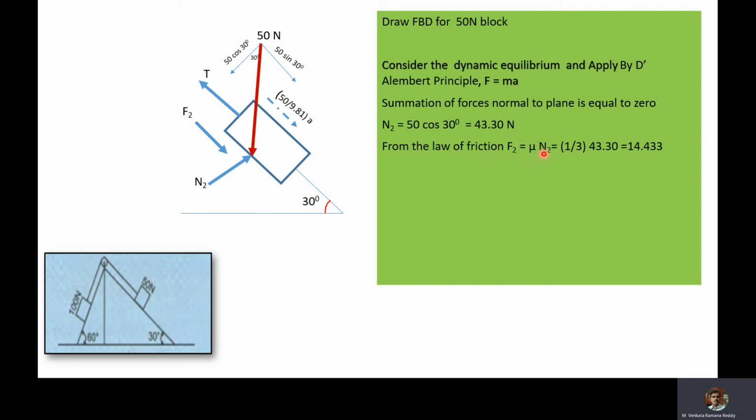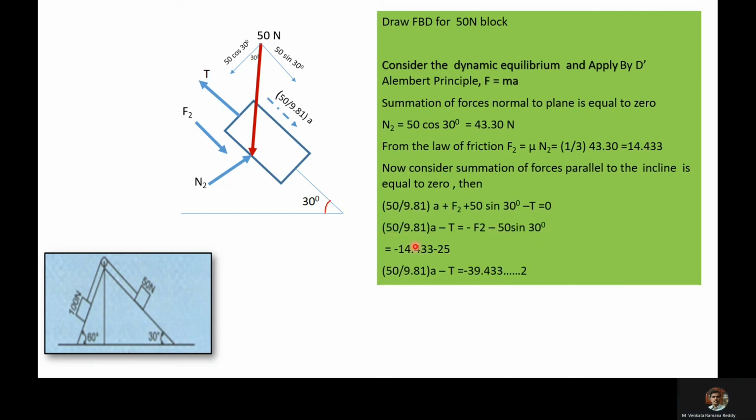Then F2 is equal to mu into N2, which is equal to 1 by 3 into 43.30, which is equal to 14.433. Then consider the summation of the forces parallel to the incline is equal to 0. Then F2 plus 50 by 9.81 into A plus 50 sin 30 minus T is equal to 0. After simplifying, 50 by 9.81 into A minus T is equal to minus 39.433. This is equation number 2.